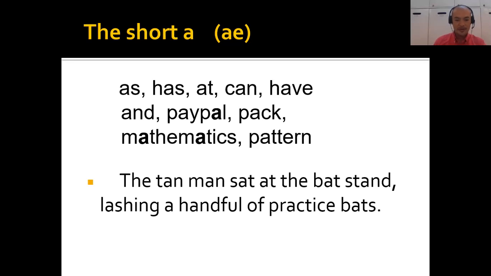I just picked out the first two lines, but it's quite longer. It's a paragraph actually, but it's a really good practice on the short A sound. So it reads, "The tan man sat at the bat stand, lashing a handful of practice bats." As we read further in the paragraph, you notice that sometimes we tend to go back to our old Filipino ways of pronouncing the letter A. Whenever we see the letter A, we tend to pronounce it as "ah". So, the tan man sat at the bat stand. Always remind yourself to pronounce it as "ah". The tan man sat at the bat stand.